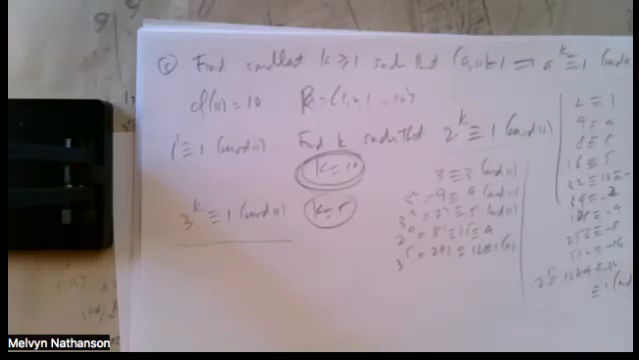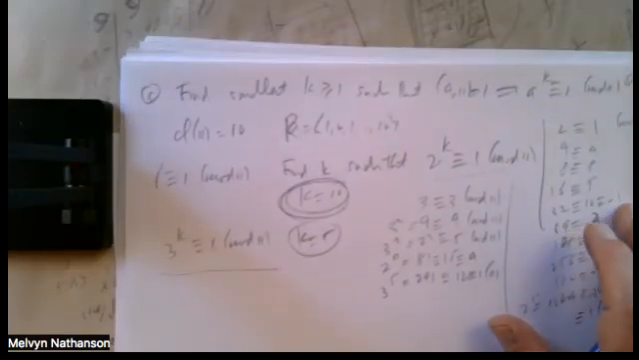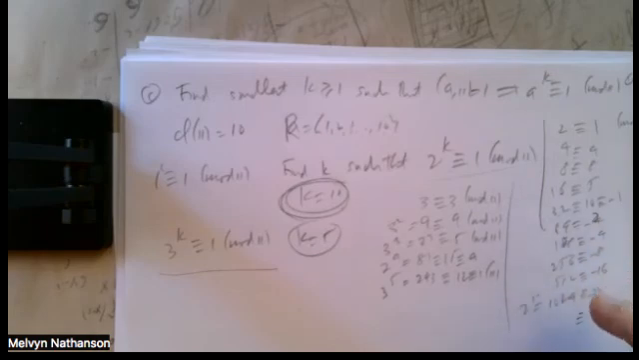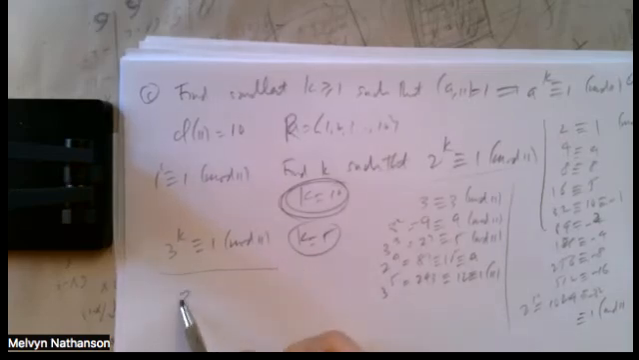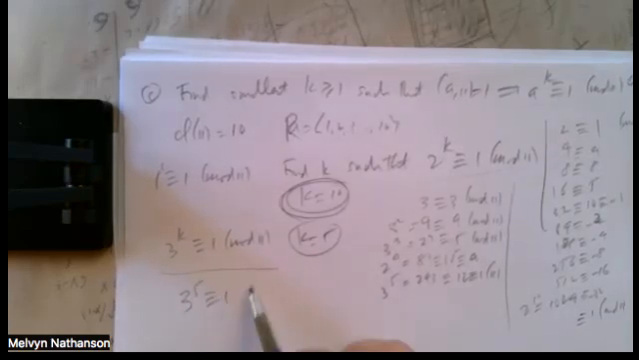Sorry, can you say that one more time? So if 3 goes to the power of 5, I would have thought that was the smallest, but it has to encompass. No. So for the number 3, 3 to the 5th is congruent to 1 mod 11.